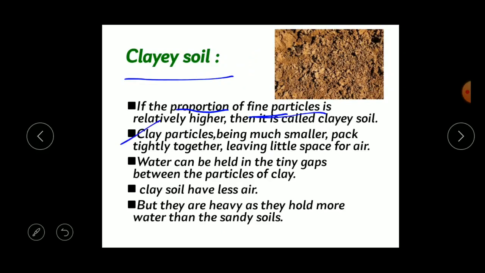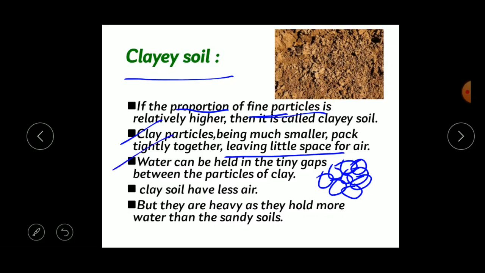particles, right? Next, clay particles, being much smaller, are packed tightly together, leaving little space for air. Here the clay particles are very fine and very small, and they pack very tightly like this. Suppose this is a small clay particle. Clay particles are very small and pack tightly together, and when they are tightly packed, they do not leave much space, so there is little space for air.